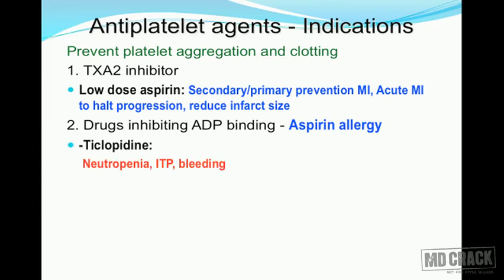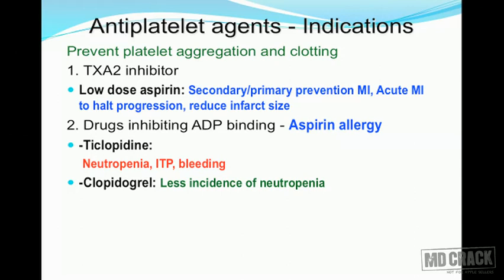binding. The first agent is ticlopidine, and ticlopidine leads to certain adverse effects. Please remember, I am not saying too many things about ticlopidine, so you can easily remember: neutropenia, idiopathic thrombocytopenic purpura, and bleeding. These are common adverse effects of ticlopidine, and there is an incidence of neutropenia with the use of ticlopidine. We have the second drug, clopidogrel, and clopidogrel has got less incidence of neutropenia.